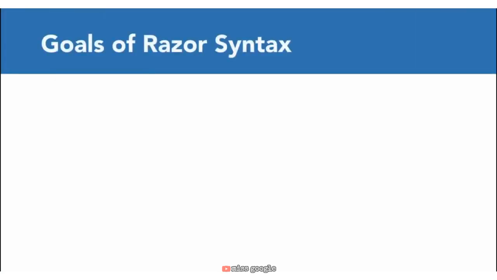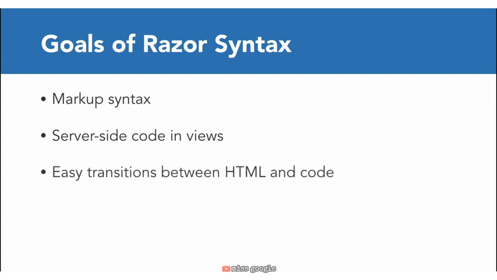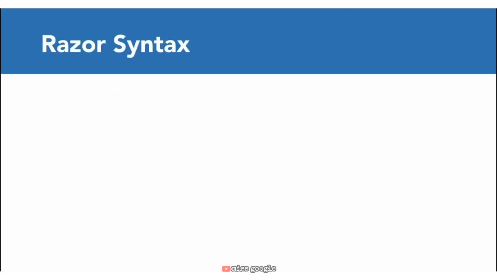ASP.NET MVC5 includes a special syntax for creating views that's called Razor syntax. Its goals are simple: to allow you to use pure HTML markup, mix in server-side code as seamlessly as possible, and to make the transition between those two seamlessly. Razor syntax includes two different file formats, CS.html and VB.html.